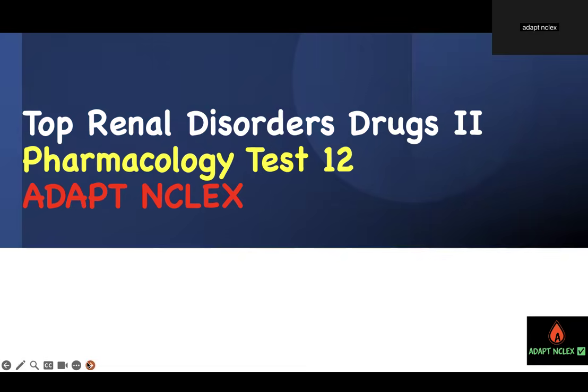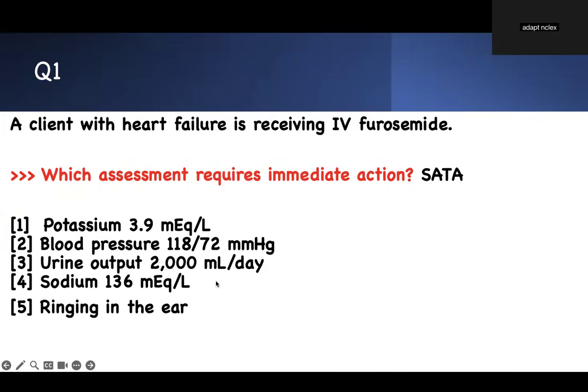Let's get to it. First question, what do you see? Which assessments require immediate action? That means we need to intervene right now. It's a select all that apply. You don't need to pick everything. This is a new generation NCLEX. Pick those that you are 100% confident.